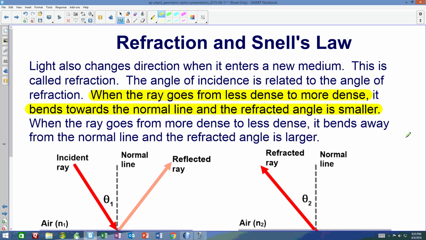When you go from a less dense to a more dense material, you're going to bend towards the normal. When you go from more dense to less, you bend away from the normal. So from less to more, toward. When you go from more to less, away.